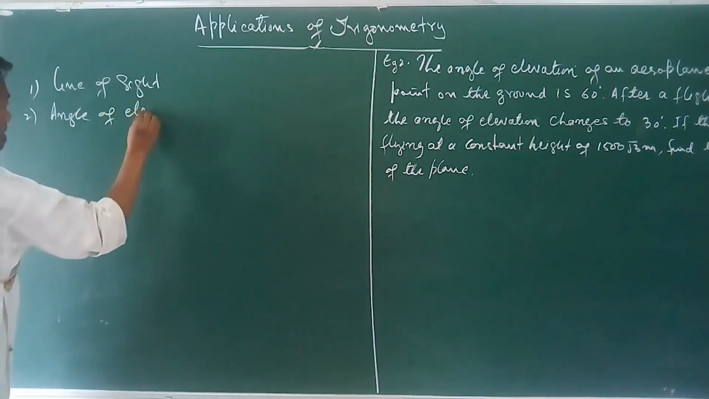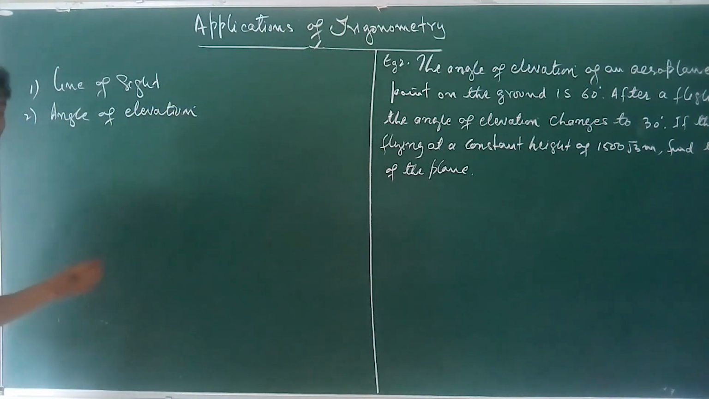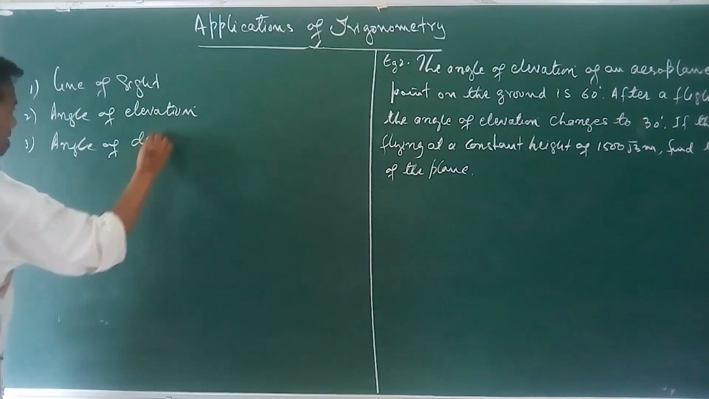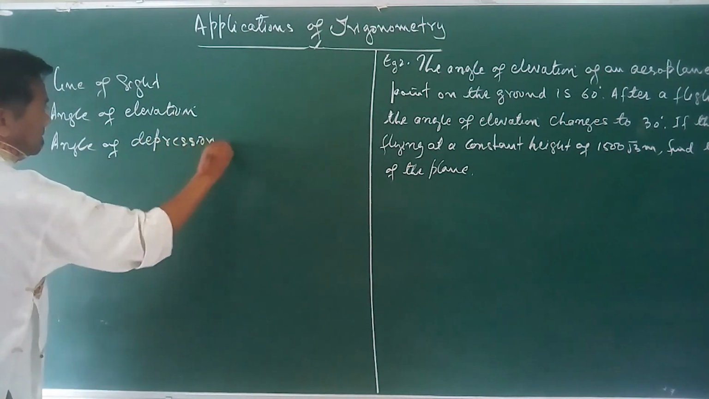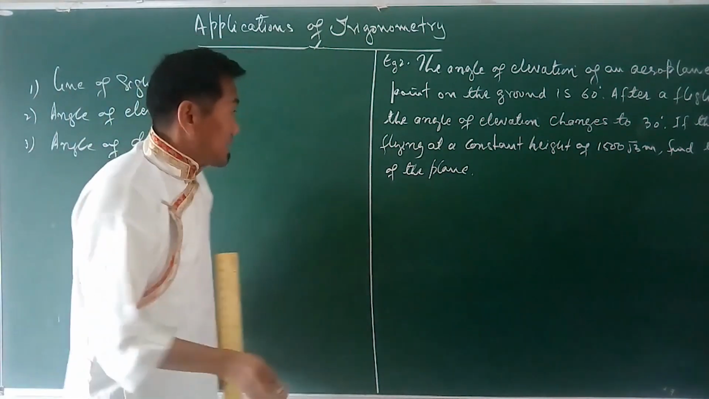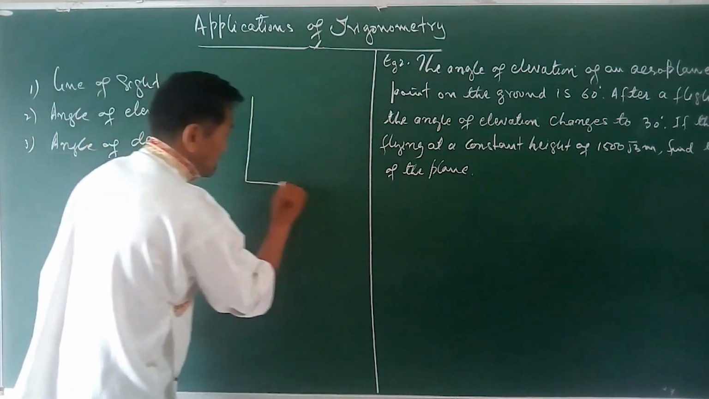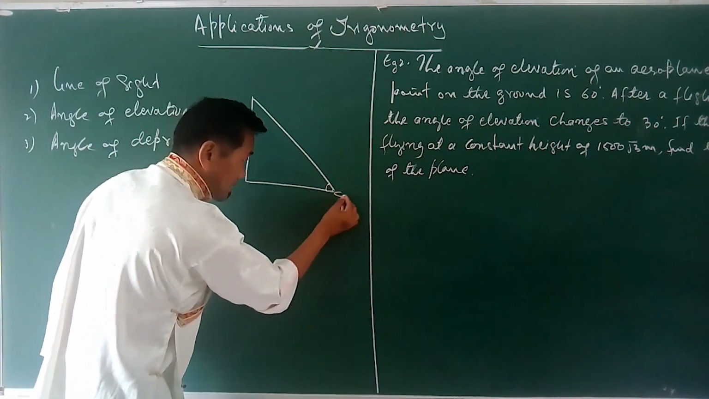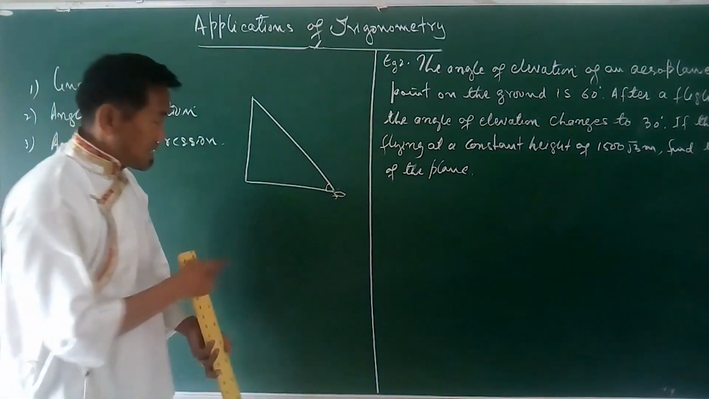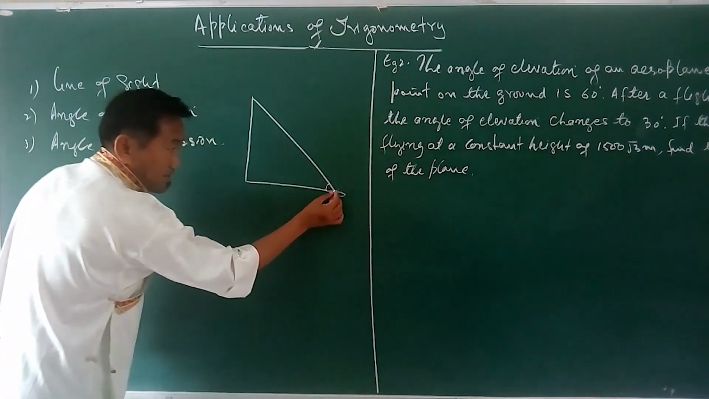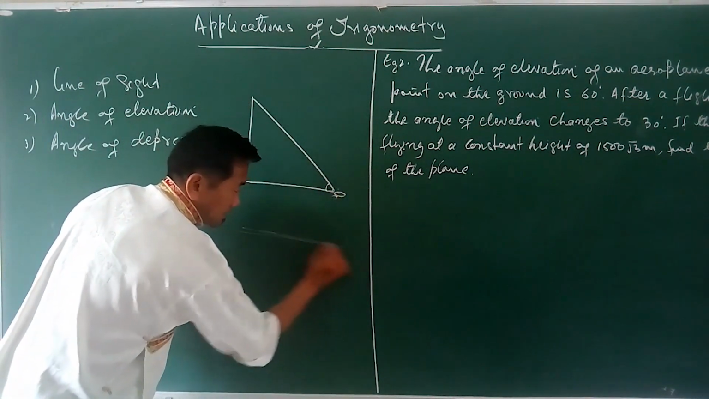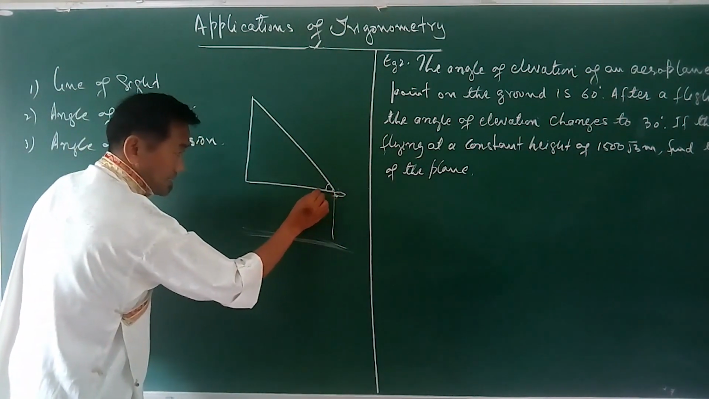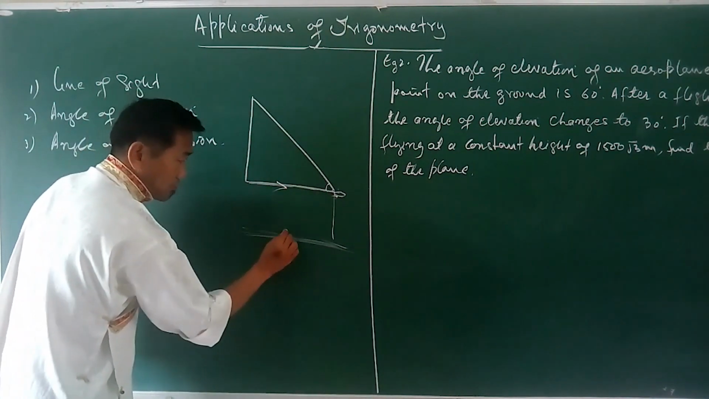Angle of elevation. Angle of depression. The horizontal line is parallel to the ground.